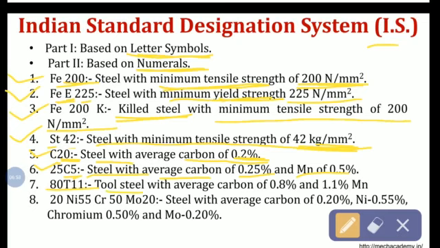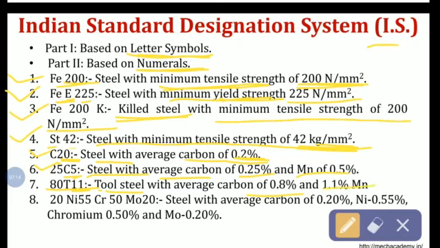This symbol is for tool steel with average carbon percentage of 0.8%. Divide again 80 by 100, you will get 0.8%. And 11 means what? Manganese. That divide by again 10. I told you earlier that for manganese you have to divide by 10. So it is 1.1% manganese.